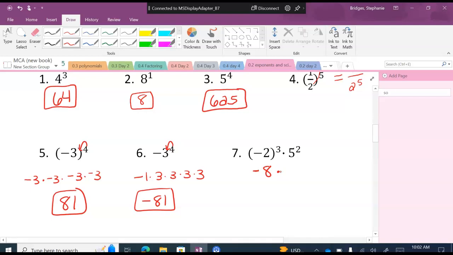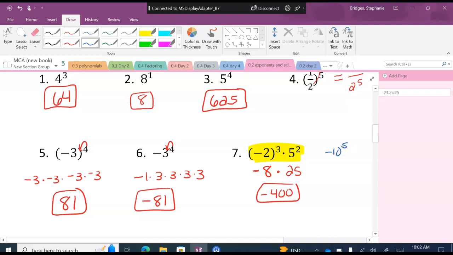What is 5 squared? 25. And then we just multiply the two. Negative 8 times 25 would give me negative 400. Now I have a quick question. If I'm looking at the original question, why can't I just do negative 2 times 5 and do negative 10 and then add the exponents?